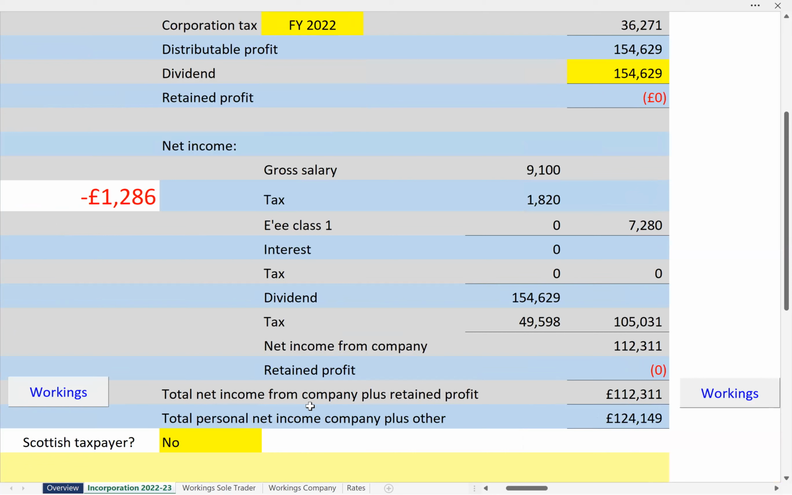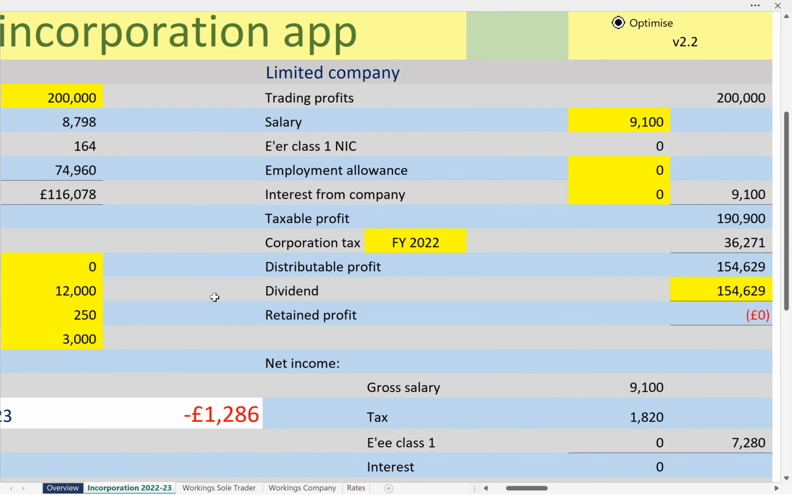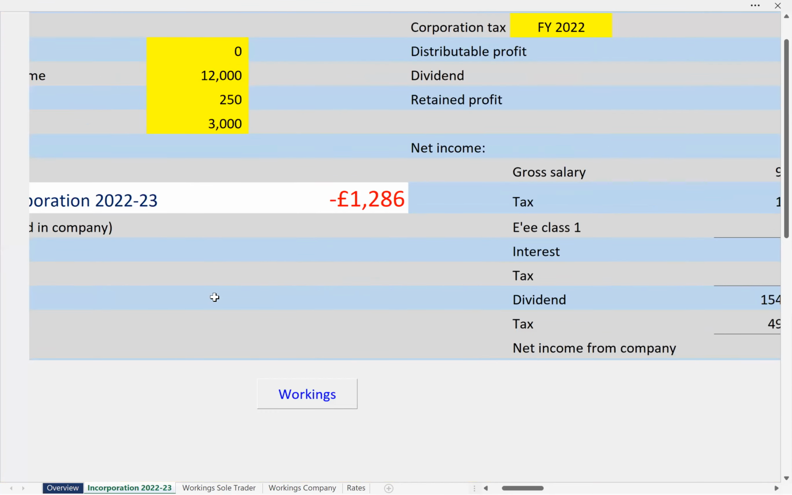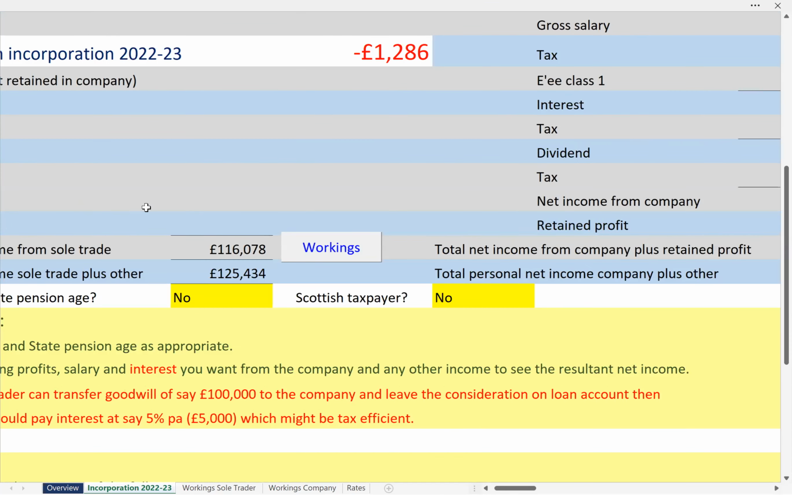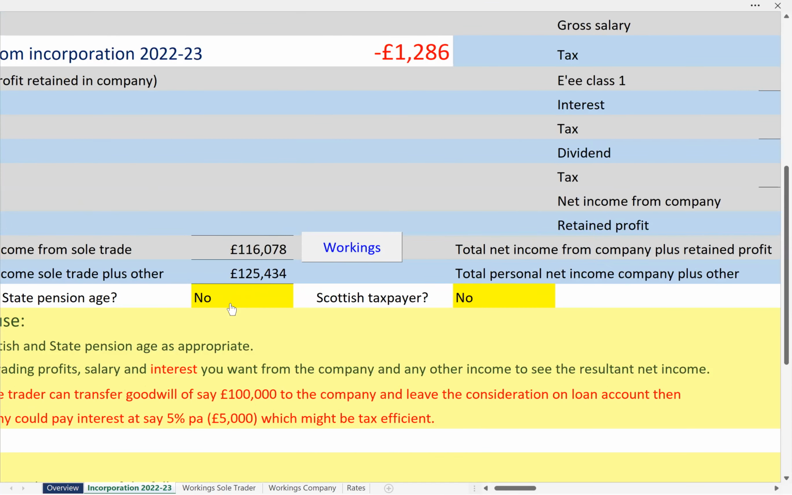You can see here the total personal net income from the company plus other. Again, we've got that different figure. So for that person, I don't think we are going to incorporate. I wonder what it would be if they were Scottish. And as with our main calculator, we can switch between pension age. In fact, let's just do that first. So yes, very much not worth incorporating.